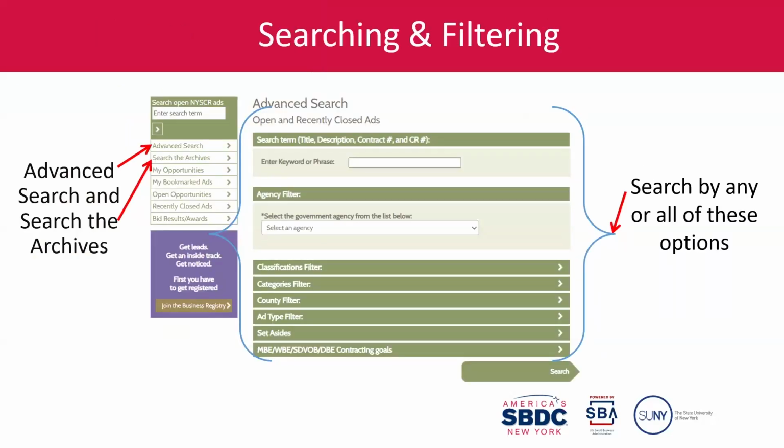Both advanced search and search the archives gives you this screen, and they can be searched by any or all of these options. And as you can see, many of these filters have drop downs with more options. So you can really hone in on something that you're looking for.